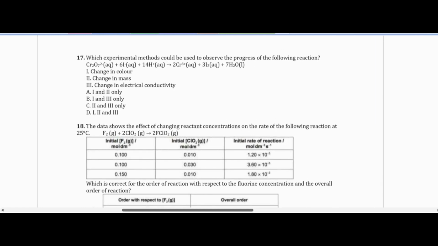17. Which experimental methods could be used to observe the progress of the following reaction? Changing color. Whenever there's iodine involved, you can measure a change of color. Change in mass. There aren't really any solids, so there's no way to measure that. But we can measure the third one, the change in electrical conductivity, because we have lots of ions involved. So that will be 1 and 3, which is B.